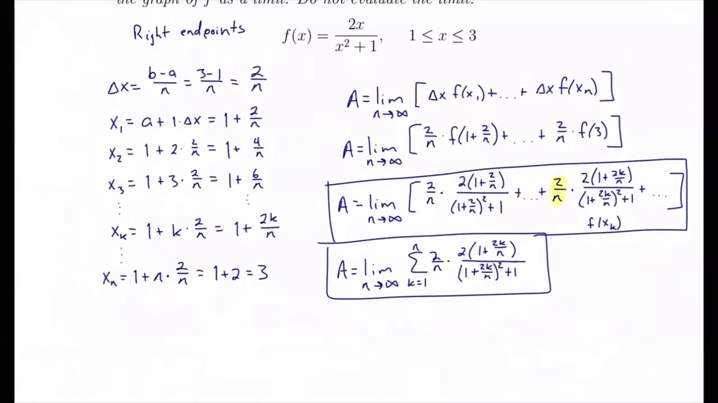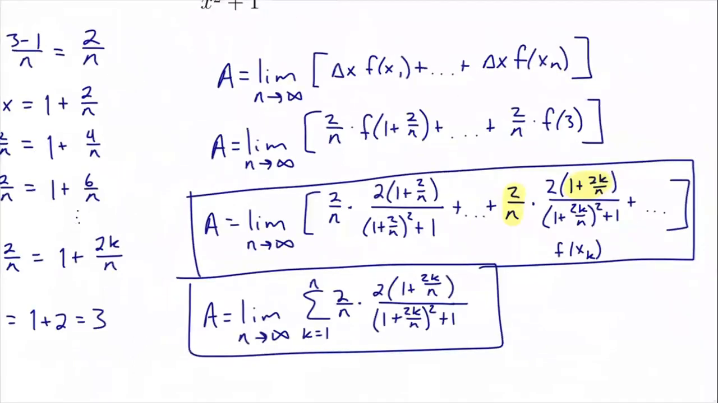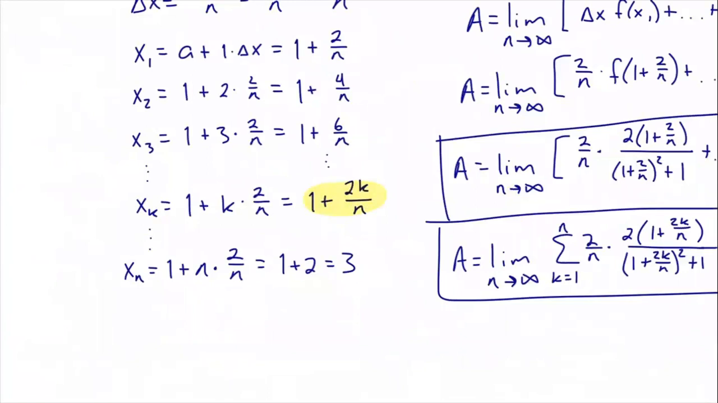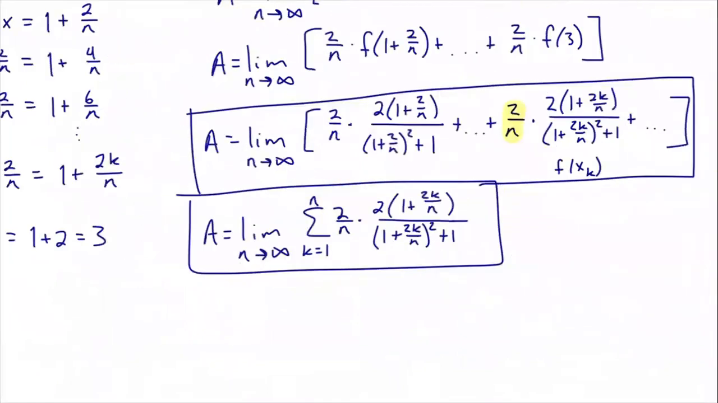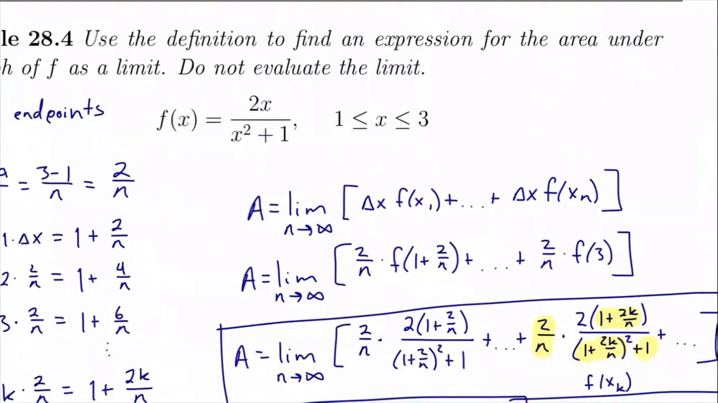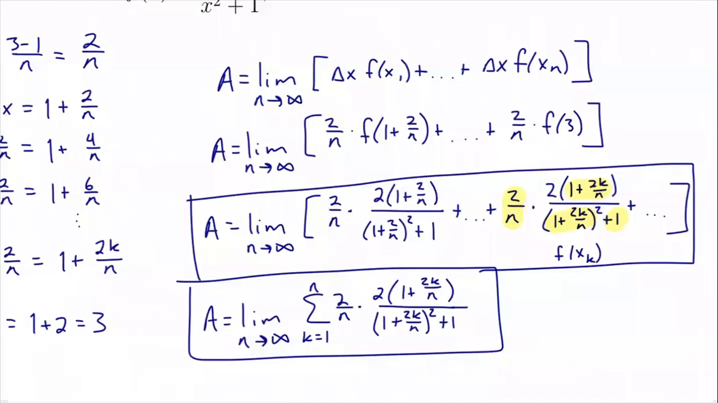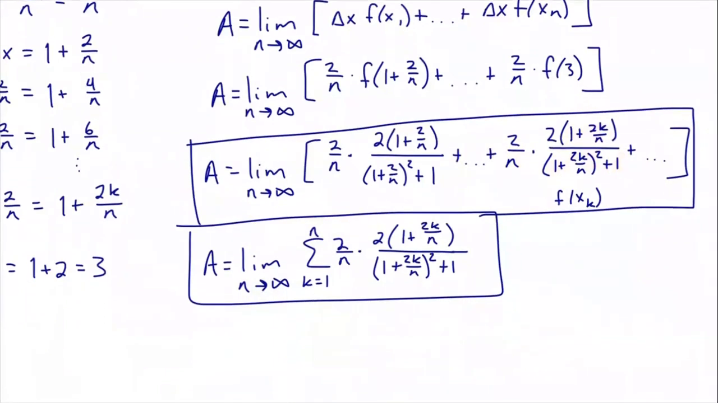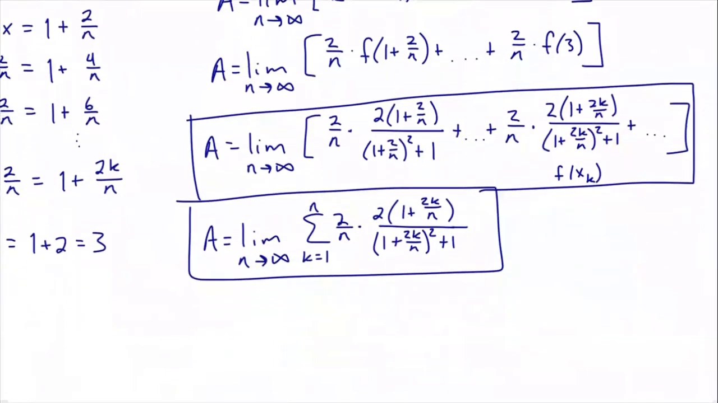Here's our kth term, right? So for any one in between, this is f of xk. Remember that xk was this value. That's good to know. Sort of our general term is what we'll call that. So here's 2 times xk over xk squared plus 1. That's us executing the formula on the variable xk, knowing that xk is equal to 1 plus 2k over n, and so on up to the nth value, right?